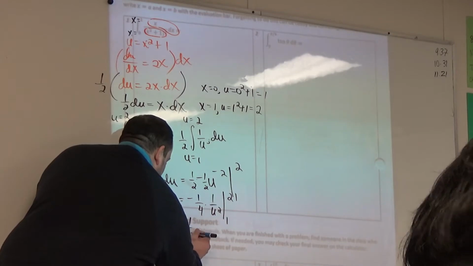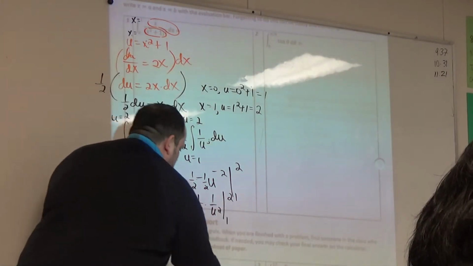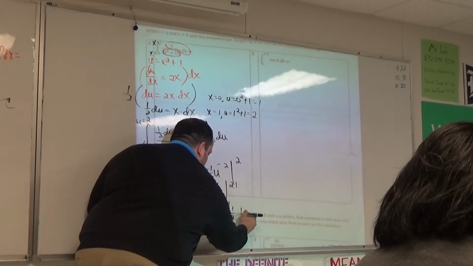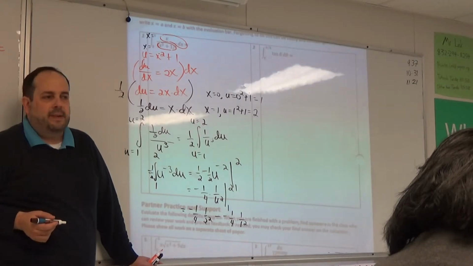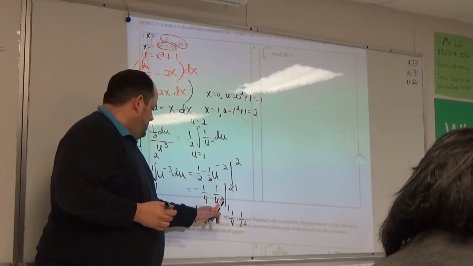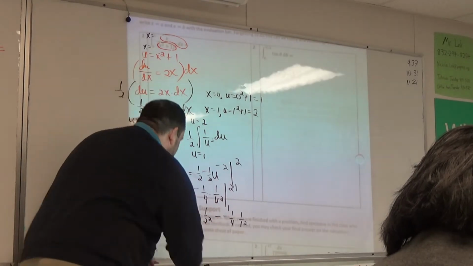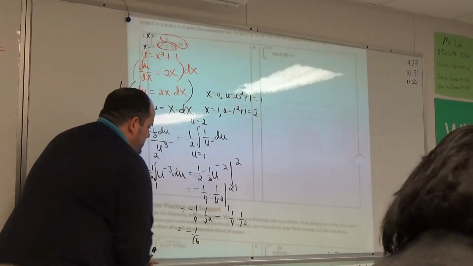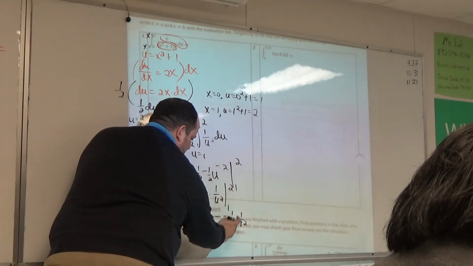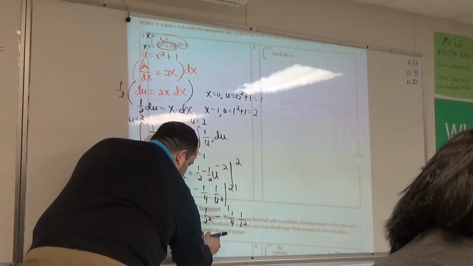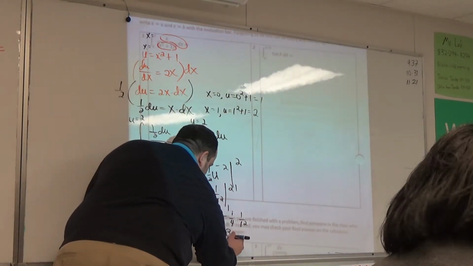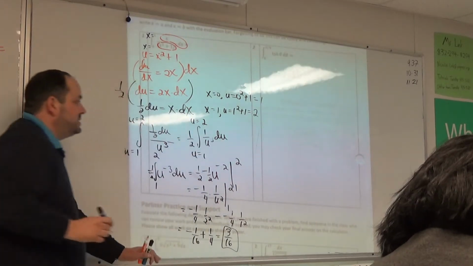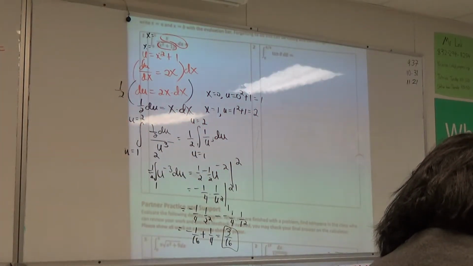Plug in the 2: negative 1 over 4 times 1 over 2 squared, minus negative 1 over 4 times 1 over 1 squared. Don't start freaking out, it's just 6th grade math. 2 squared is 4, I've got a 4th times negative a 4th is negative 1 over 16. 1 squared is 1 times a fourth is still 1/4 plus a fourth. Negative 1/16 plus 1/4, 3/16. Just get caught up with your notes and then I'll take any and all questions.